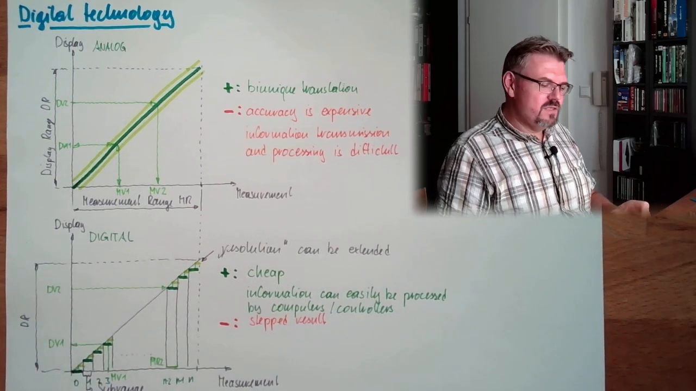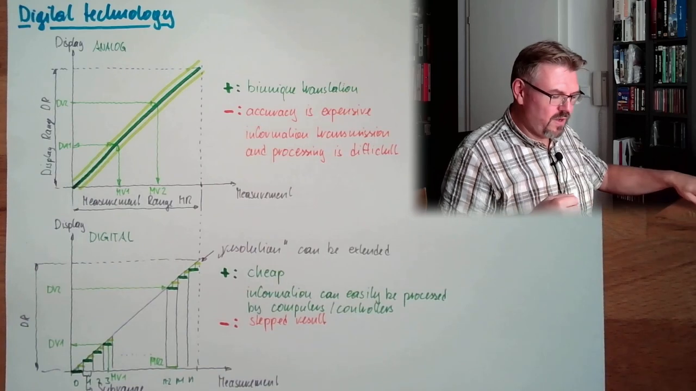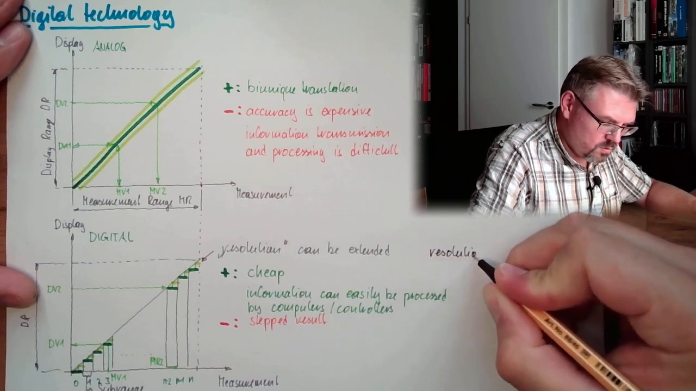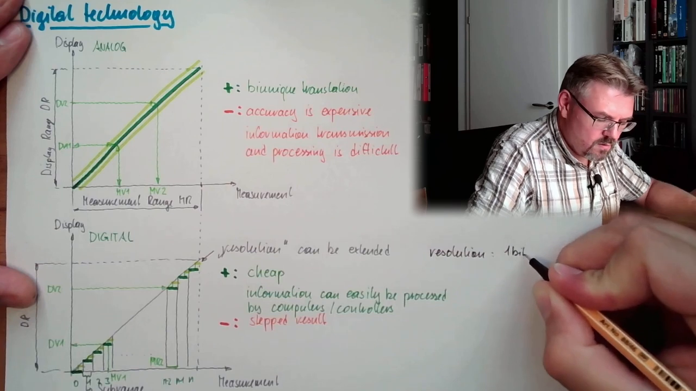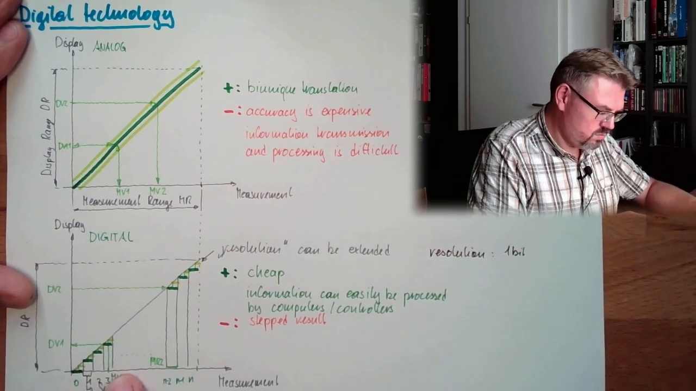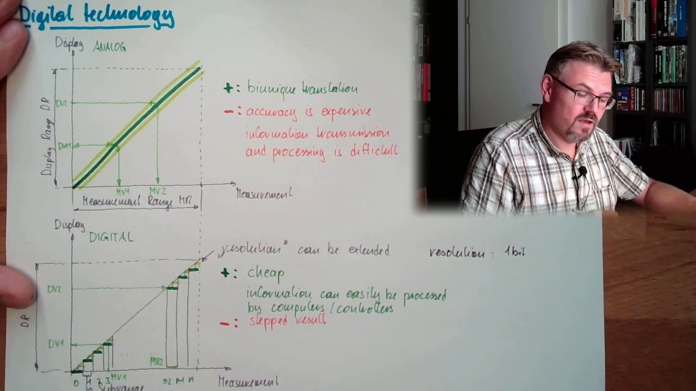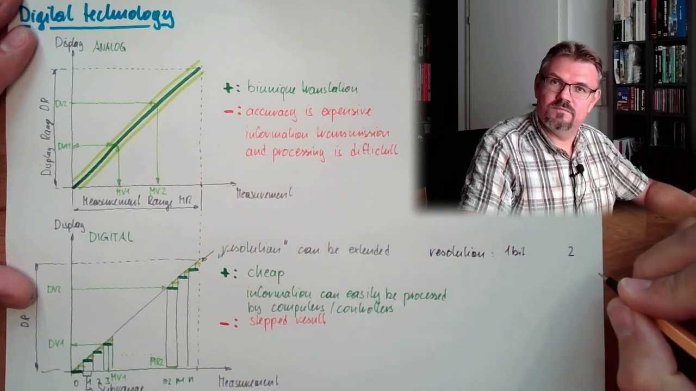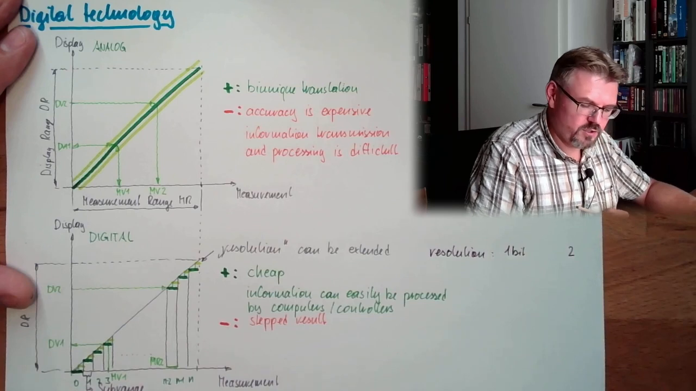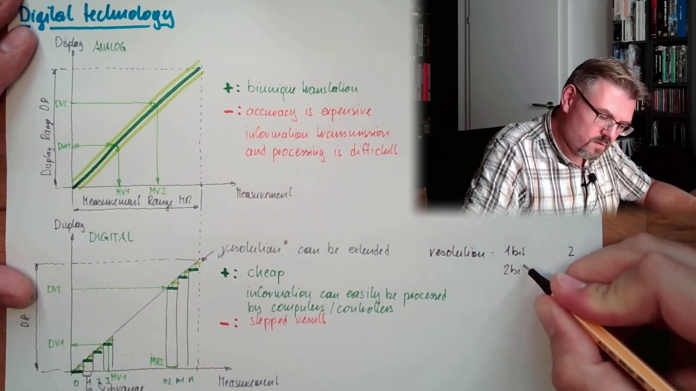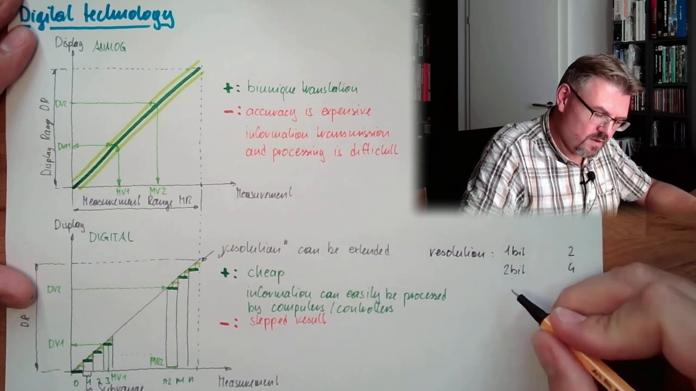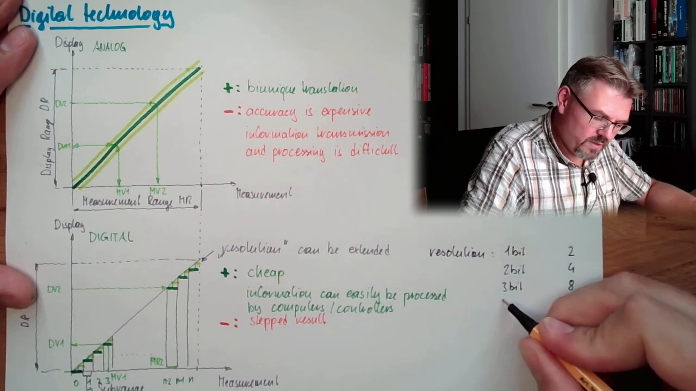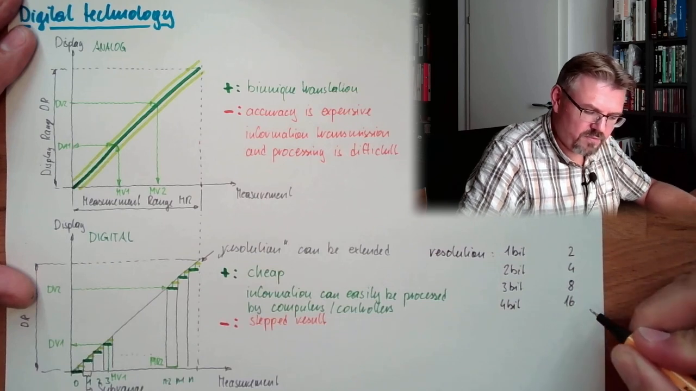This resolution, how is it processed? Well, resolution is usually given in bits. 1 bit means I have 2 areas: the area 0 and the area 1. So I have 2 such sub-ranges. 2 bit, I have 4 sub-ranges. 3 bit, I have 8 sub-ranges. 4 bit, I have 16 sub-ranges. So always double.